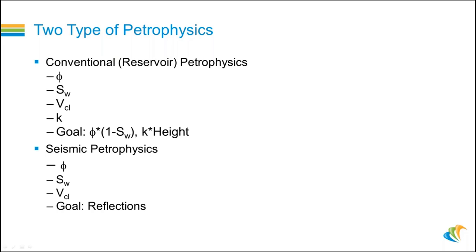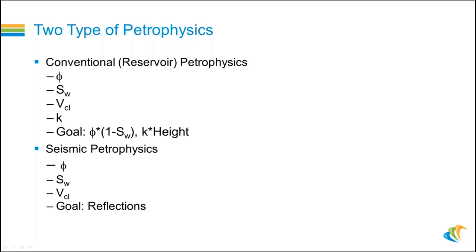If you look at conventional petrophysics, normally you will have porosity, saturation, volume of the minerals, permeability, and your goal is to know how much net pay or how much hydrocarbon is within your reservoirs. But within seismic petrophysics, we may use the same inputs or the same parameters, but our goal is not to have the net pay. Our goal is to see what the reflection is, and how the reflection changes when the properties of either of these layers are changing. So this is the main difference between seismic petrophysics and conventional petrophysics.